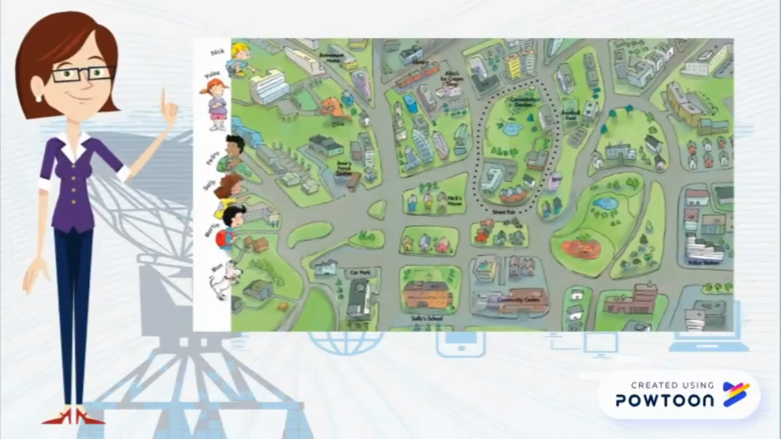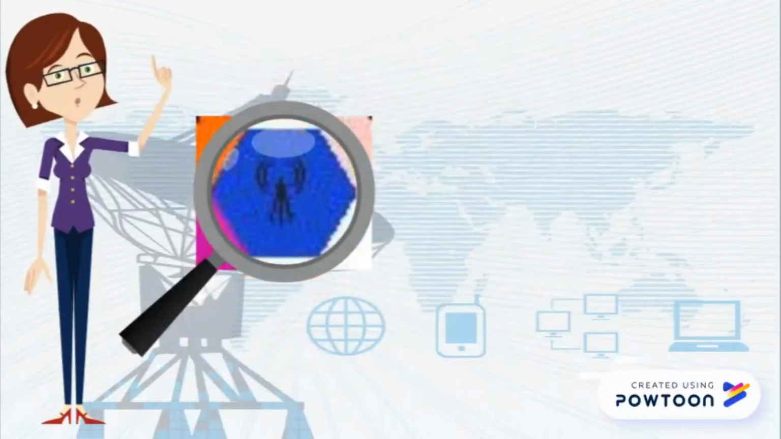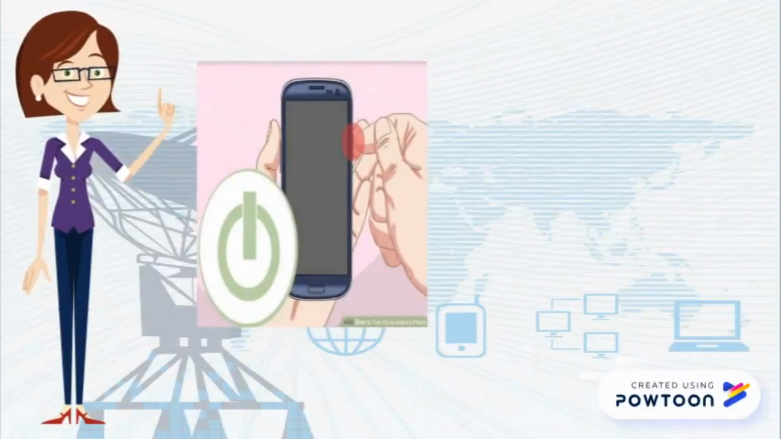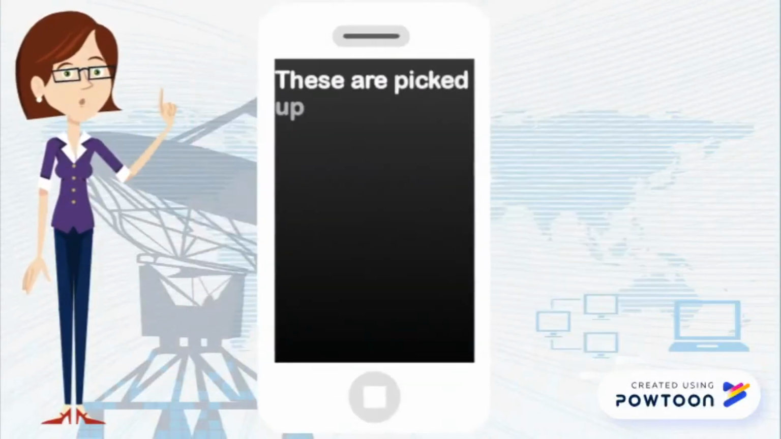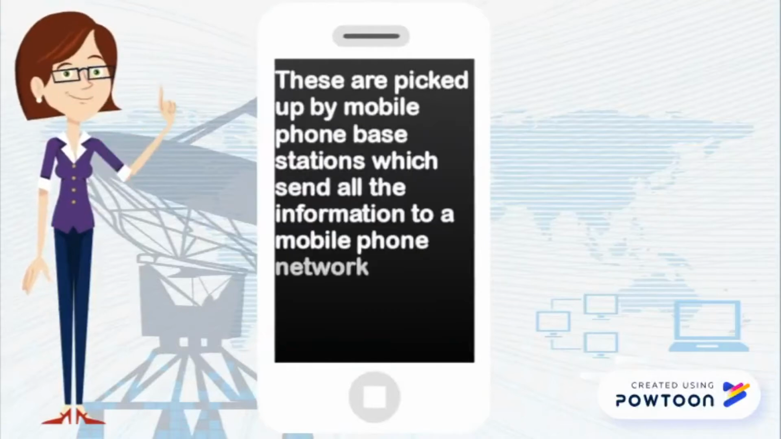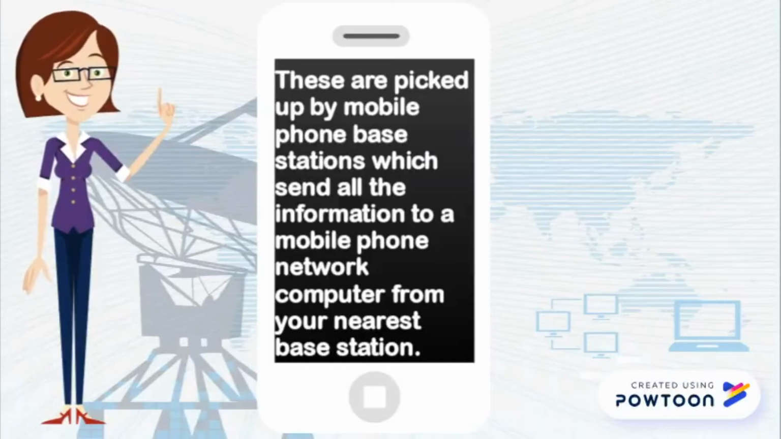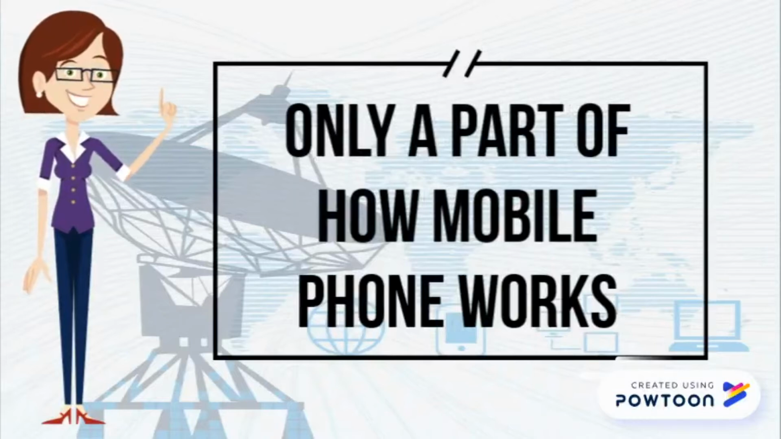The area where we live is divided into the so-called cells. Each cell has its mobile phone base station or the cell site. Whenever your phone is switched on, it sends out signals. These are picked up by mobile phone base stations, which send all the information to a mobile phone network computer from your nearest base station. What I said is only a part of how a mobile phone works.